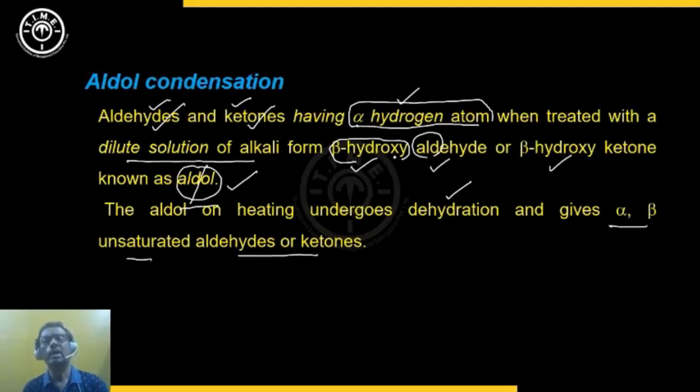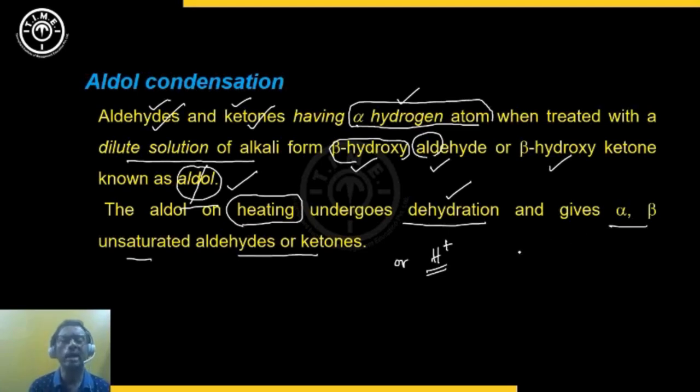So when you start with beta hydroxy aldehyde, upon dehydration, it will give you alpha beta unsaturated aldehyde. If you had started with the ketone, we'll get alpha beta unsaturated ketone. Now the aldol needs to be heated. You may also treat with a mineral acid. So you can simply say H+. Even this H+ can do this dehydration. So aldol upon dehydration gives alpha beta unsaturated aldehydes or ketones. I hope this is clear, right? So this is the broad classification of an aldol condensation.